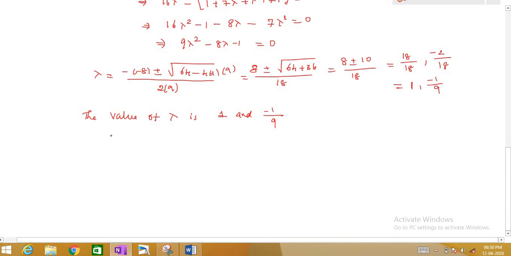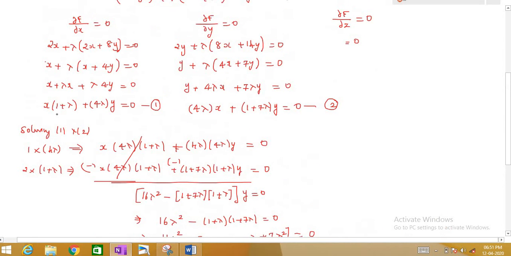Case 1: when lambda is equal to 1, what will be the value of x and y? So when lambda is equal to 1, we need to find the value of x and y. For that, you can consider any of the equations. So I'm considering the first equation. The first equation is (1 plus lambda) into x plus 4 lambda y equal to 0. This is our first equation.